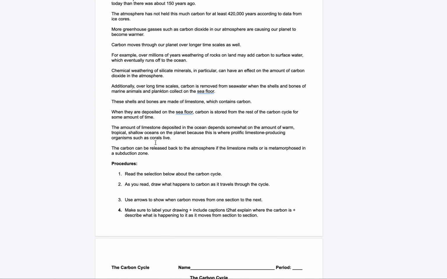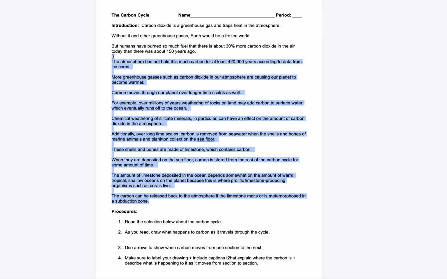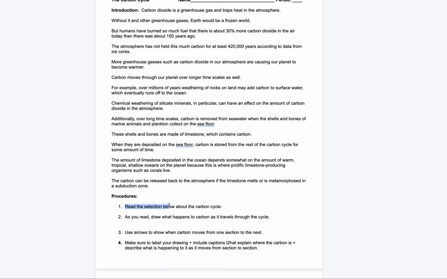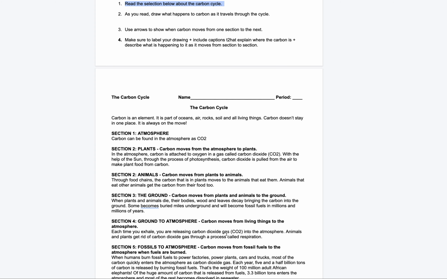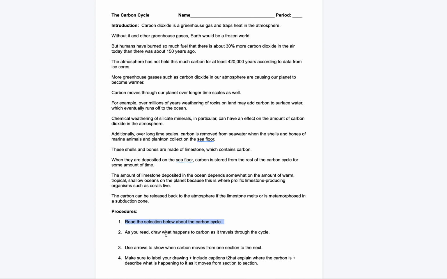So there are going to be a couple of steps on the reading. Procedures: read the selection below about the carbon cycle. Okay, so now we're going to read the carbon cycle in general, and I think it's going to include humans a little bit in that one. As you read, draw what happens to carbon as it travels through the cycle. So you're going to have to draw everything that's in there. Use arrows to show when carbon moves from one section to the next. Make sure to label your drawing and include captions.